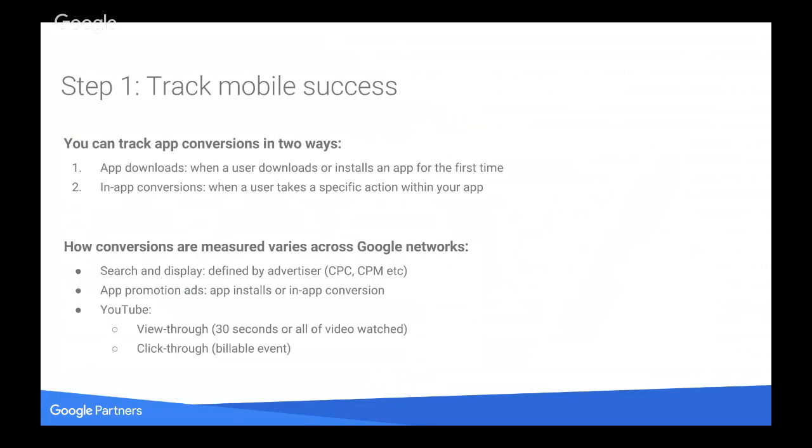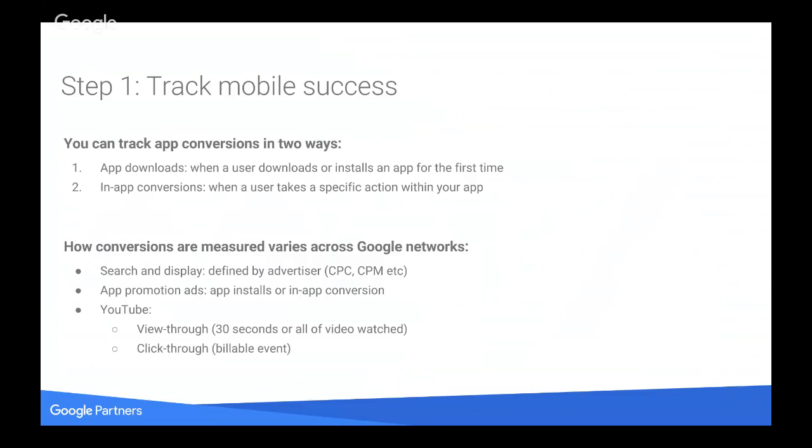Now, in terms of tracking your mobile success, going back to our example of an application that you're trying to promote, tracking app conversions could be in terms of app downloads or in-app conversions. App downloads, as the name itself suggests, is just a count of the number of people who've downloaded your app, while an in-app conversion is an action that's defined by you. It could be someone visiting a particular section of the app, or somebody upgrading their app to the latest version.